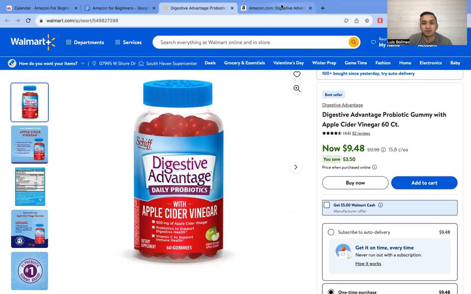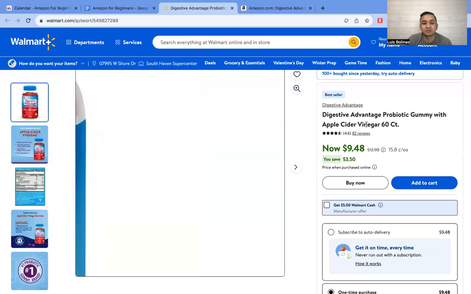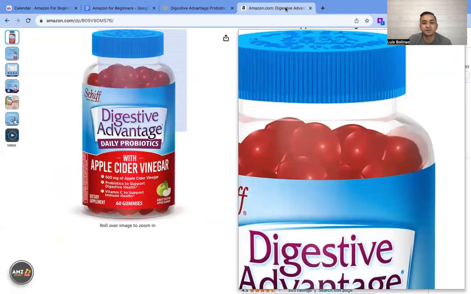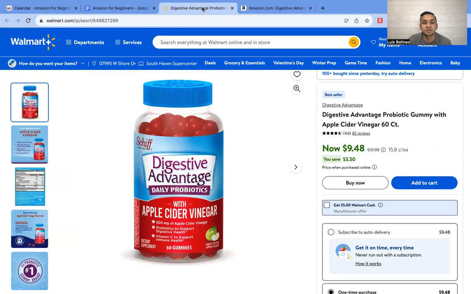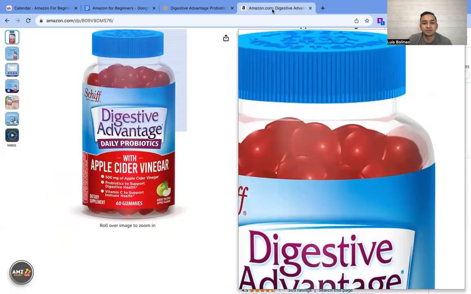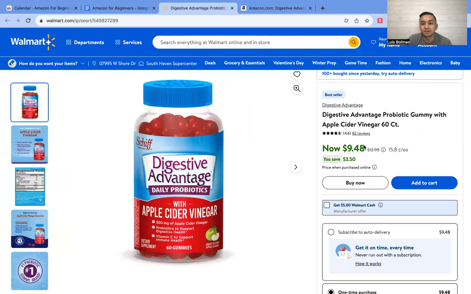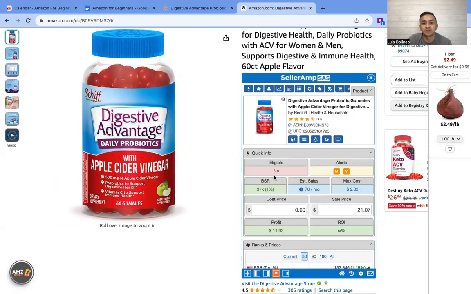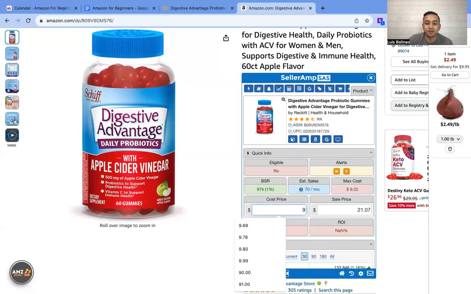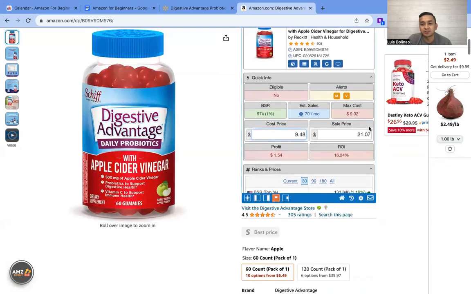So again, look at the products if they match. Apple cider vinegar, digestive advantage, probiotics, 60 gummies. Okay, looks the same. $9.48 on Walmart. And on Amazon, it's about 20 bucks. It's giving you a 16% ROI. So it's below 20%, but close enough.